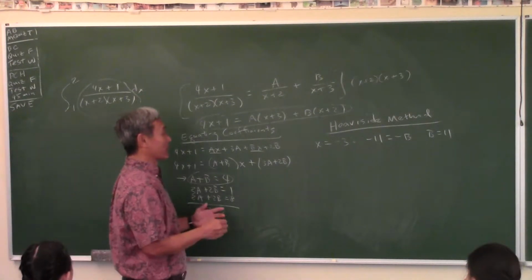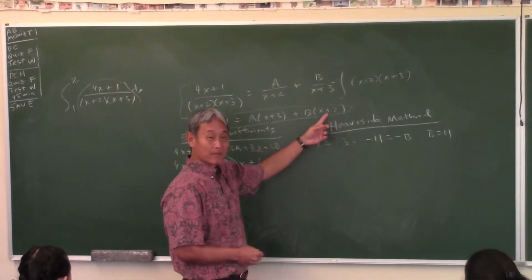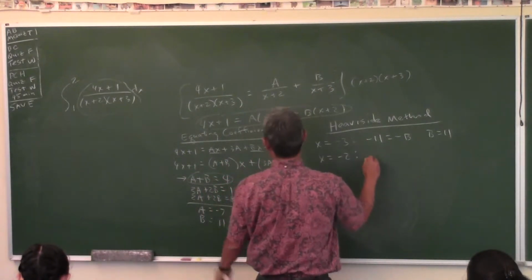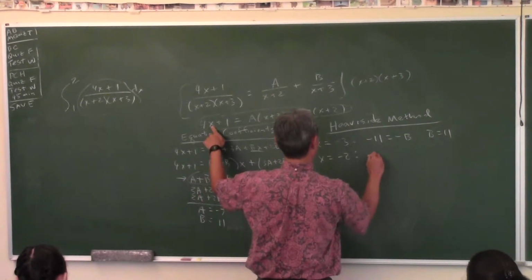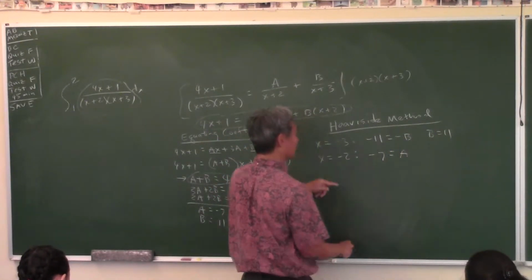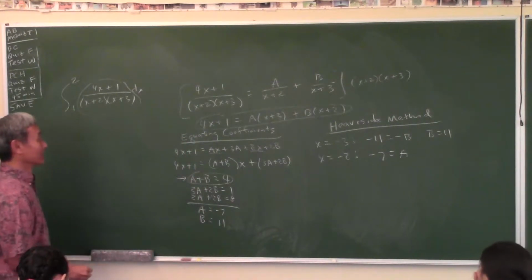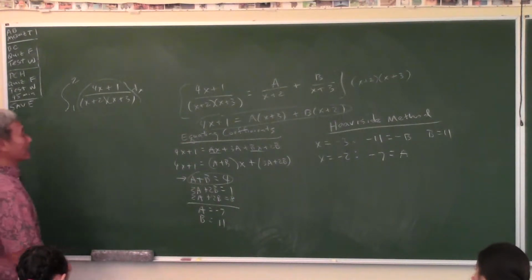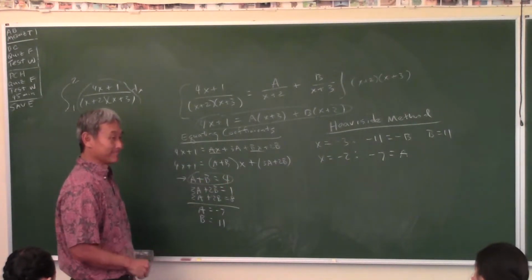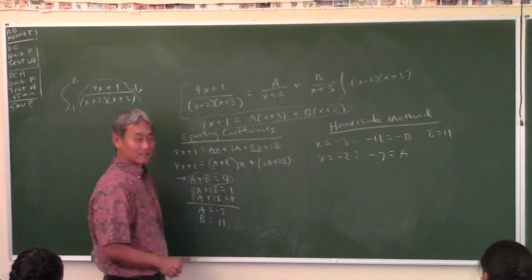Okay, now we have to plug in another number to figure out a. What number do you think I'm going to plug in? Negative 2, because it will make this term 0. So if I plug in negative 2 for x there, you're going to get negative 7 equals a plus 0. Hey, I just figured out a is negative 7. So I leave it up to you. You can equate the coefficients or use the Heaviside Method. If you have linear factors like this, the Heaviside Method is the way to go.